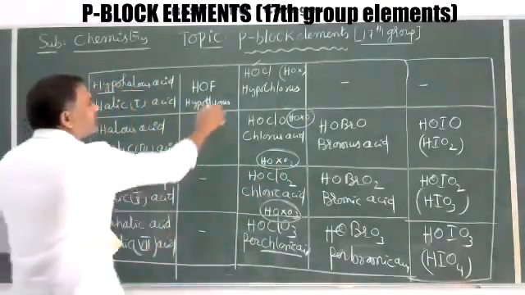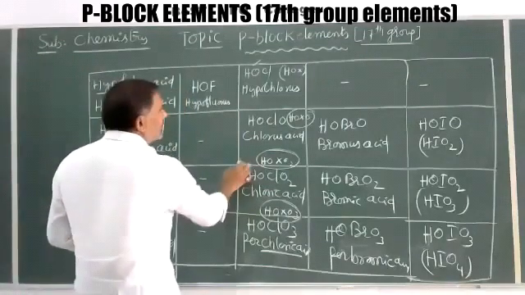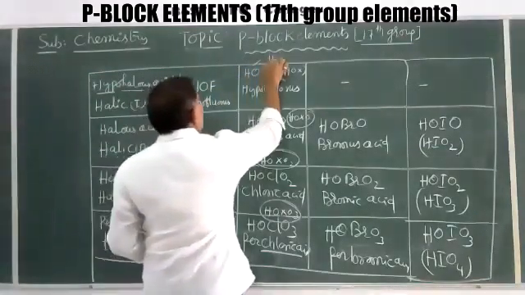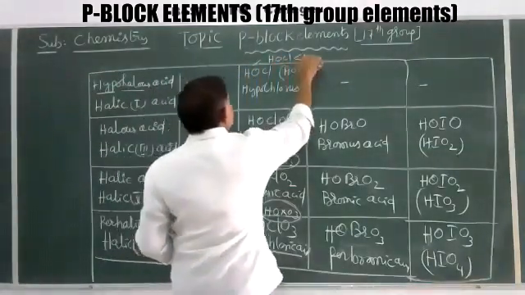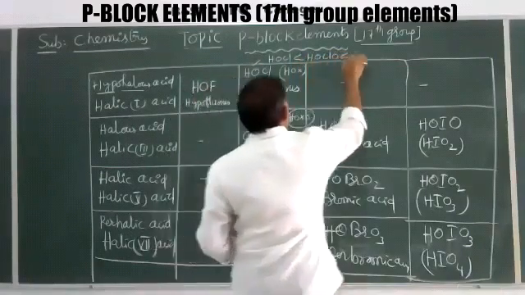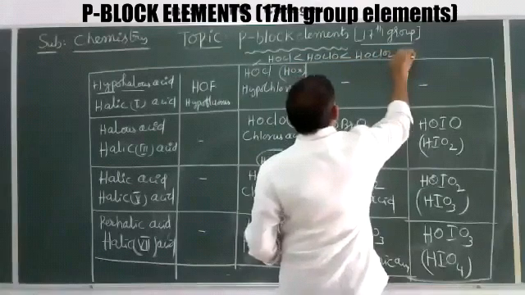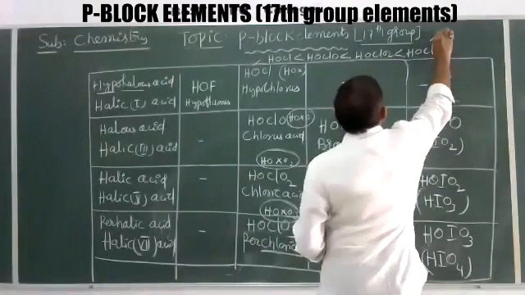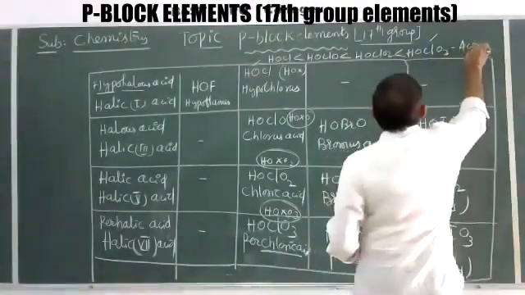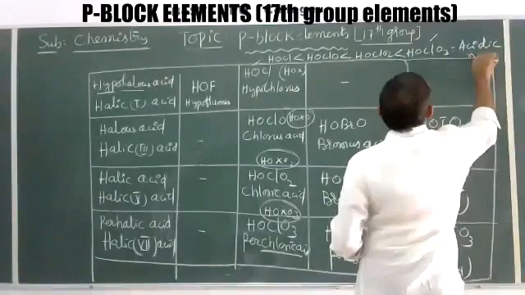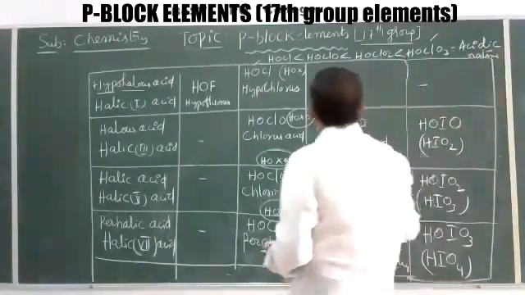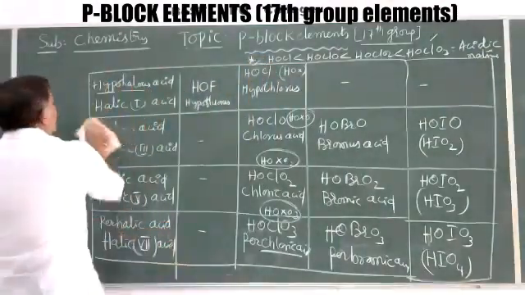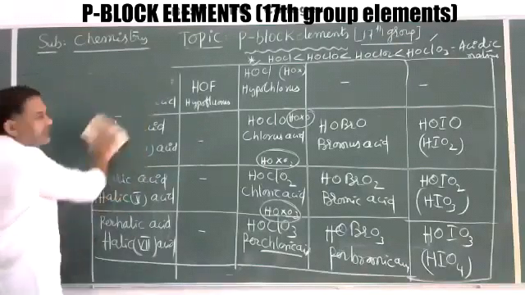So among these chlorine oxo acids, the acidic strength for chlorine is: HOCl is less than HOClO, is less than HOClO2, is less than HOClO3. Perchloric acid is the most acidic. This is the acidic nature of the corresponding oxo acids of chlorine. Very, very important this is. Okay? Noted?